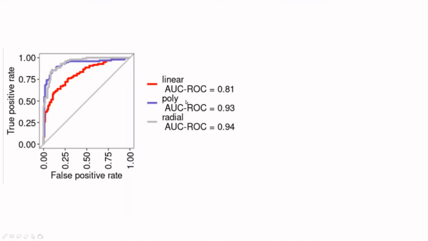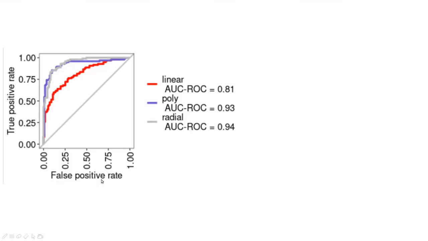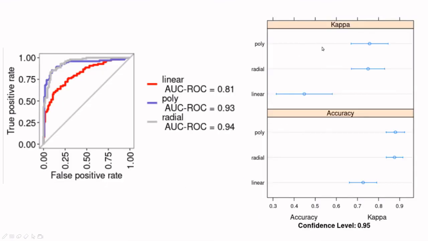You can see here that if I use a polynomial or a radial kernel, then the area under the curve is pretty high and the linear is performing really poorly. The reason the performance is so low is because the data cannot be separated linearly, as you can see here. You can have other metrics like kappa and accuracy, and I'm going to show you how to do these plots in another video. But basically, if the problem is not linearly separable, then a linear kernel is not going to work and you have to do more fancy stuff.